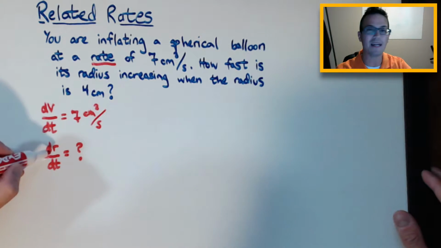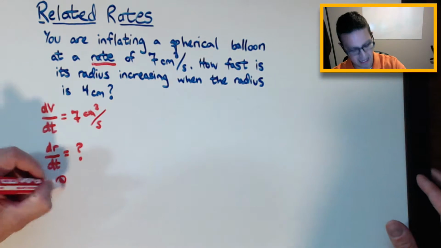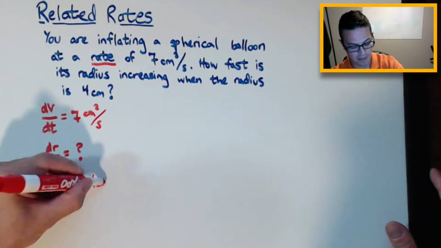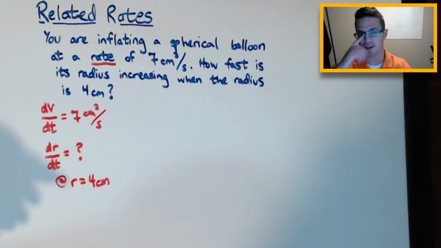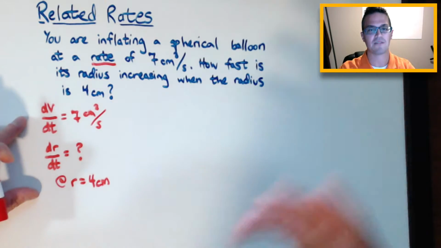So we're looking for this rate at which the radius is changing when the radius is 4 centimeters. So I'm going to write a little at symbol here: at r equals 4 centimeters. So basically I just wrote down everything in this problem. I translated it into math so that we can use it in an equation.